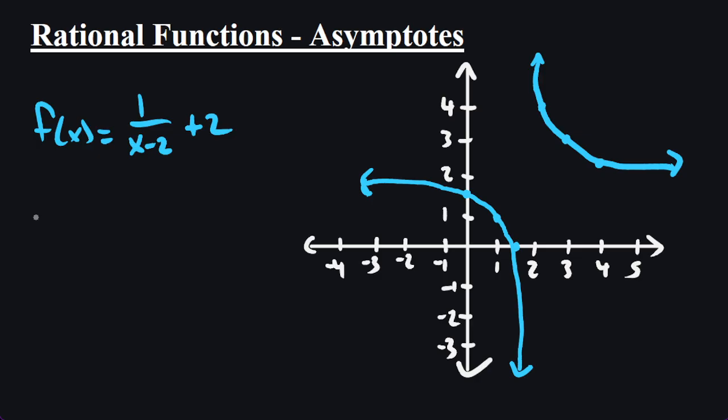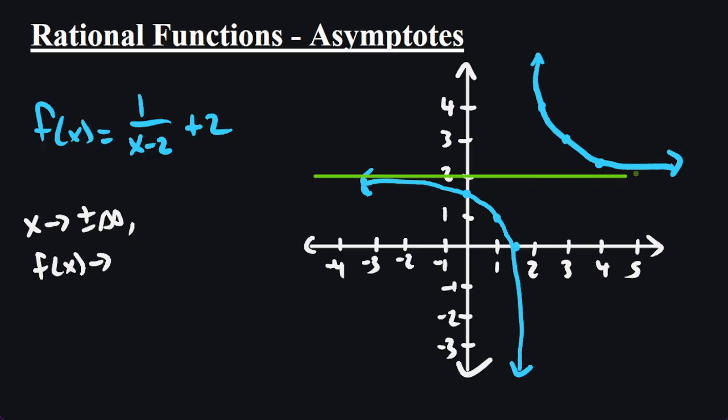So the end behavior as x approaches either positive or negative infinity, what does f of x approach? If you go to the right all the way to positive infinity, or to the left all the way to negative infinity, you will see that the function gets closer and closer to this line, which I'll draw in green. This line right here is y equals 2. It is a horizontal line, y equals 2. So as x approaches either positive or negative infinity, f of x approaches 2. This is the end behavior.